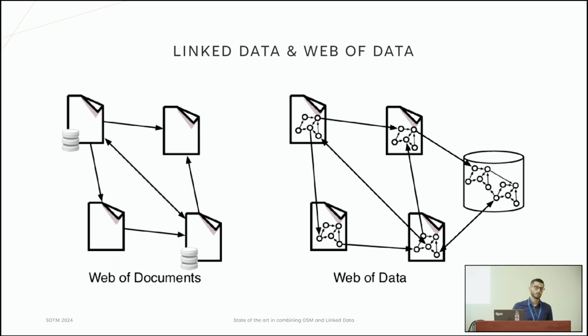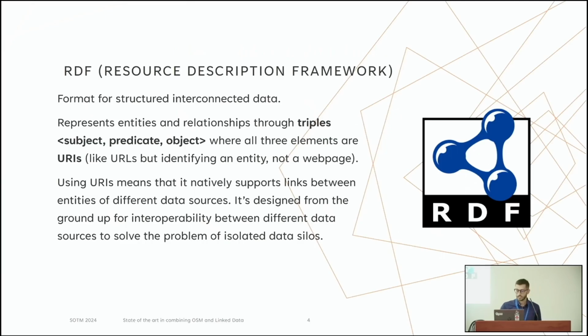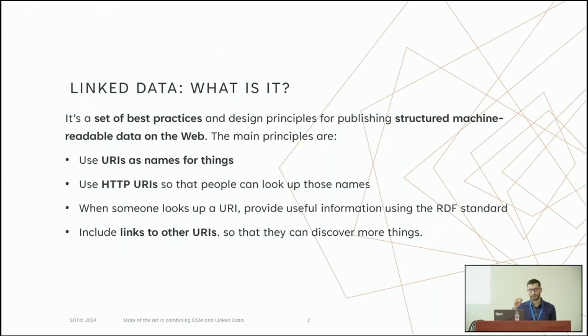This is done through a series of principles. The first one is to use some univocal and uniform identifier for each entity, so for each thing that is represented by the data, and specifically to use HTTP URIs, which are extremely similar to URLs, but are meant to identify an object, an entity, not necessarily a page.